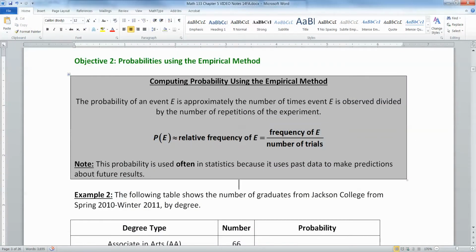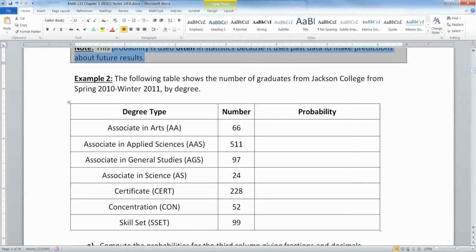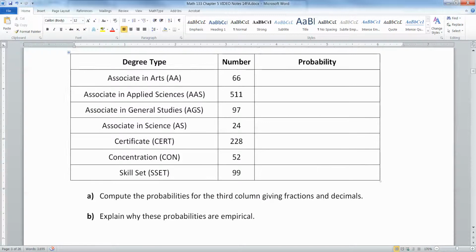So we learned in chapter 2 what relative frequency is. That's when you take the total, and that'll be your denominator, and then you take the number that are in your group and divide it by that total. So obviously this is often used in statistics because we often have a data set to make inferences from for the future probability. So for example, the following table shows the number of graduates from Jackson College from spring 2010 to winter 2011 by degree. So what we would want to know here is the total.